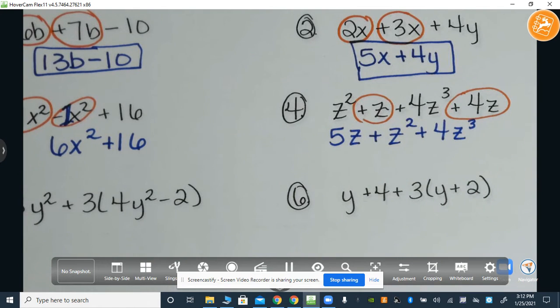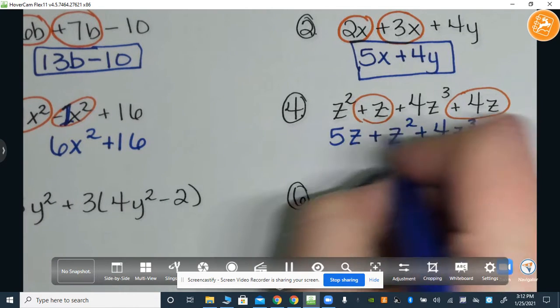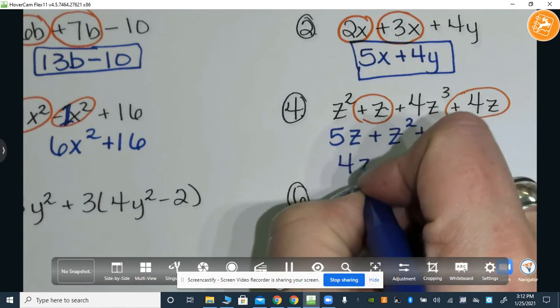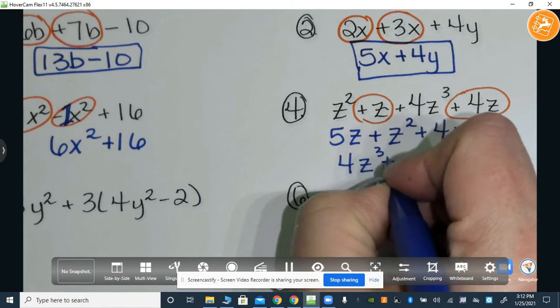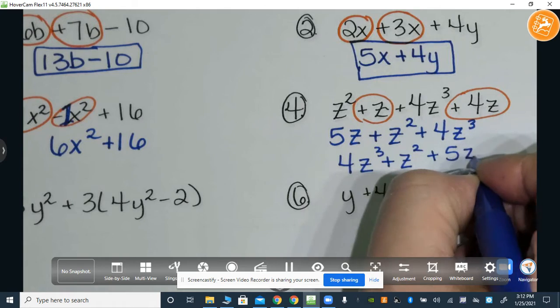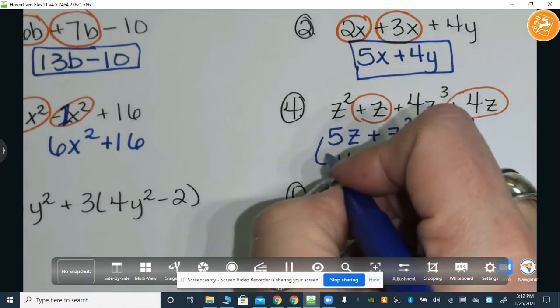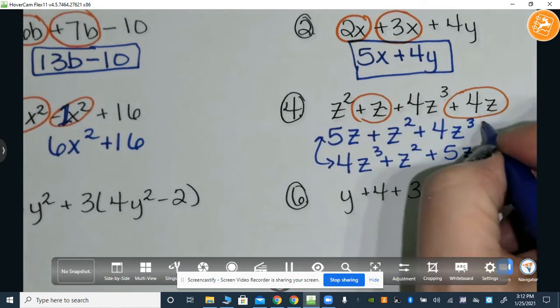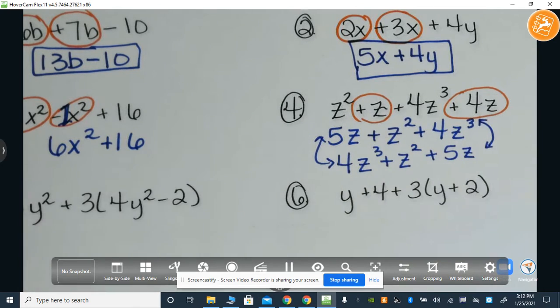Okay, and you know I'm the weird person that I always like to have my exponents going from greatest to least, so I would rewrite it as 4z cubed plus z squared plus 5z. No matter what, these both are exactly the same. They exactly are the same value. Okay?